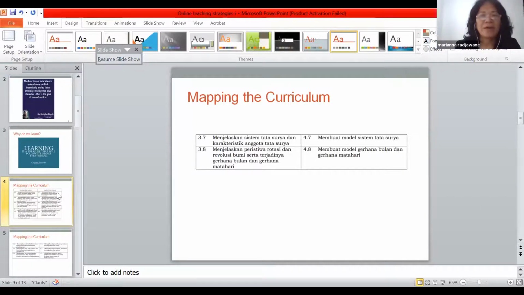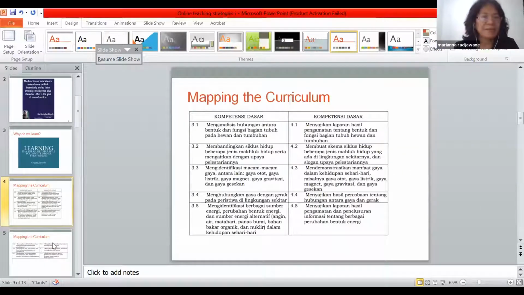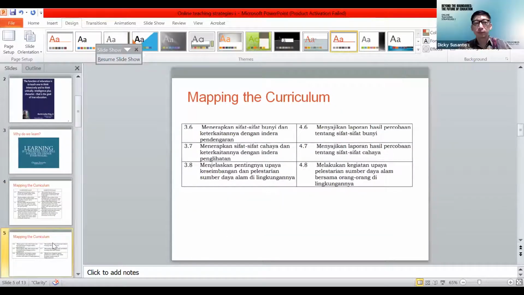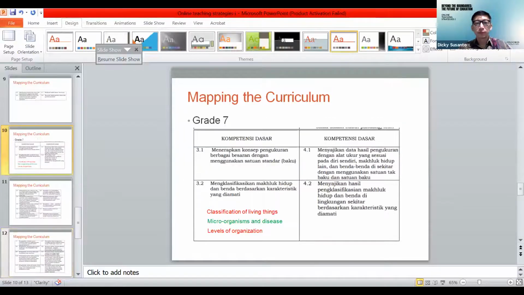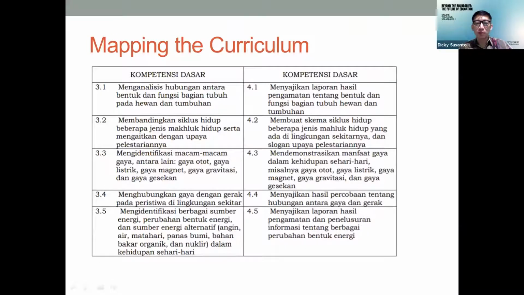Okay, this is for primary school. Let's say I take this for year 7. Actually, I have already told about this in the previous webinar, but that's fine. We have about 50%. Let's say this is for grade 7, this is biology.